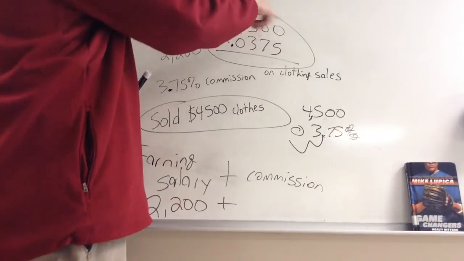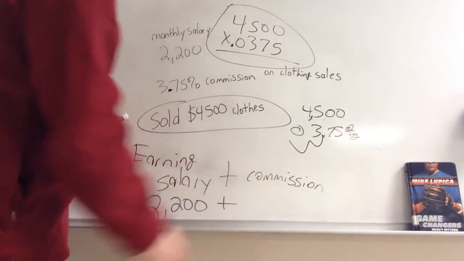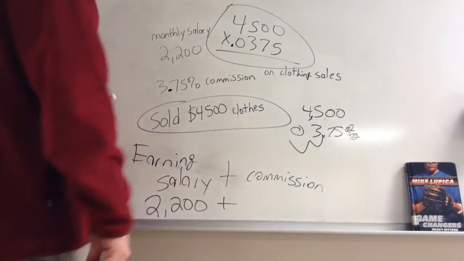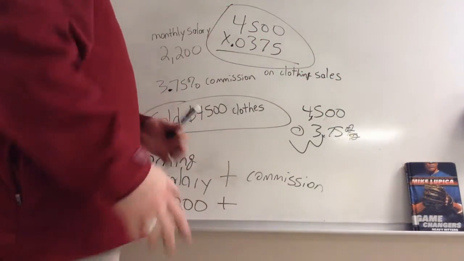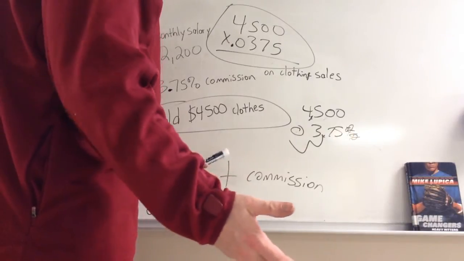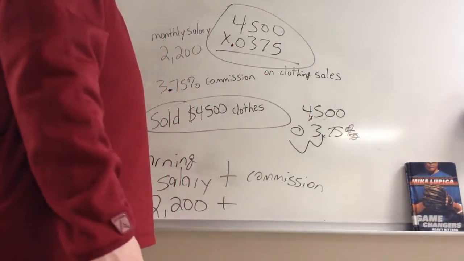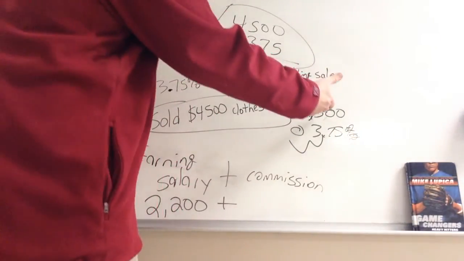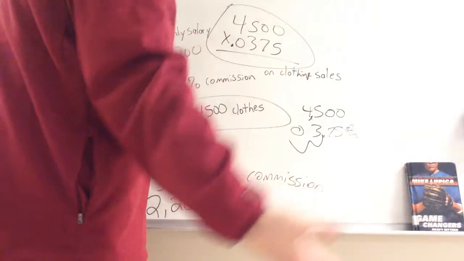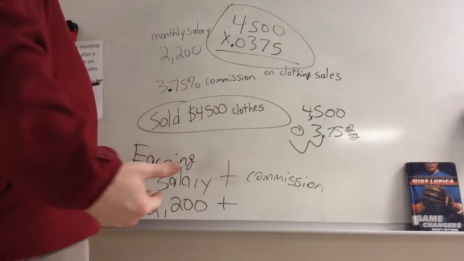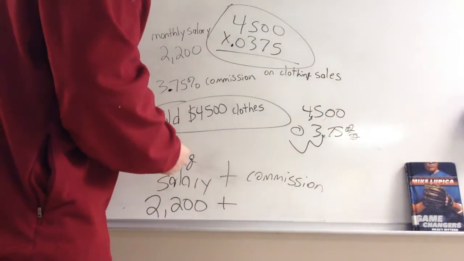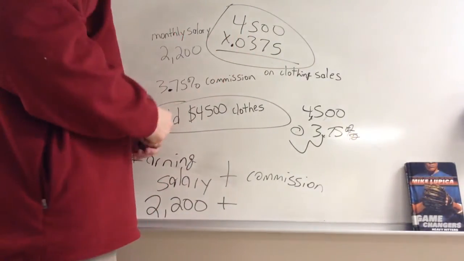Once I get the answer to that question, I'll know what his commission is. Because $4,500 is what he sold, and he gets a percentage of that $4,500. He doesn't get the whole $4,500. He doesn't get every penny from the clothes that he sells. He only gets 3.75% of that money. So that's a percent of a number, which is why we're multiplying right here.